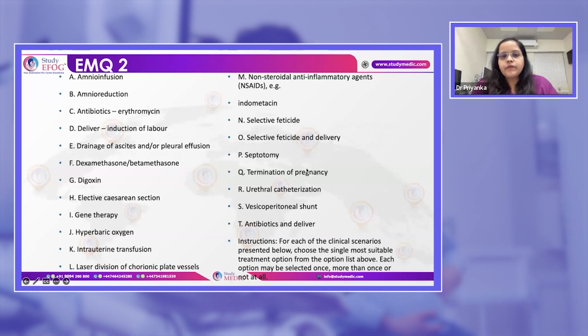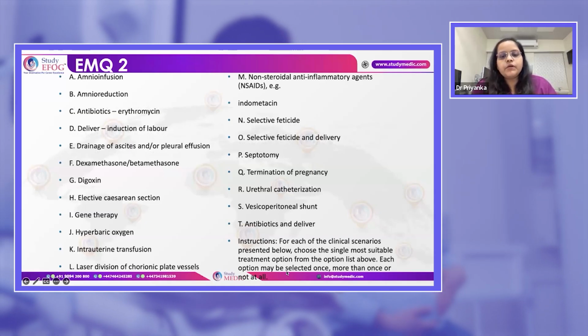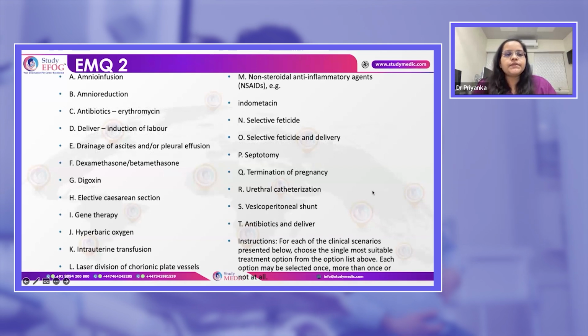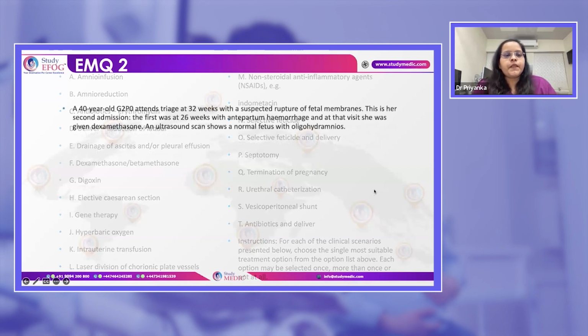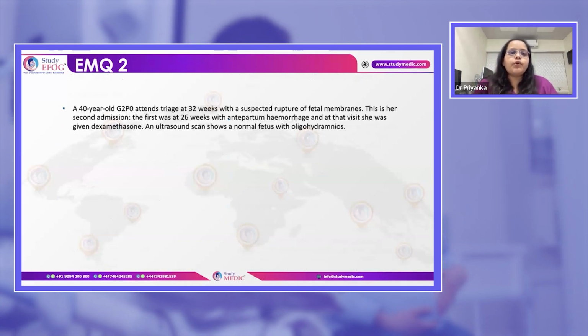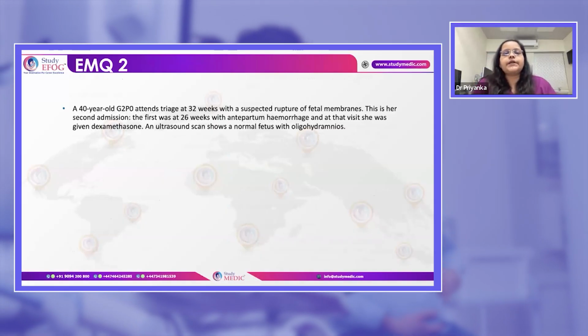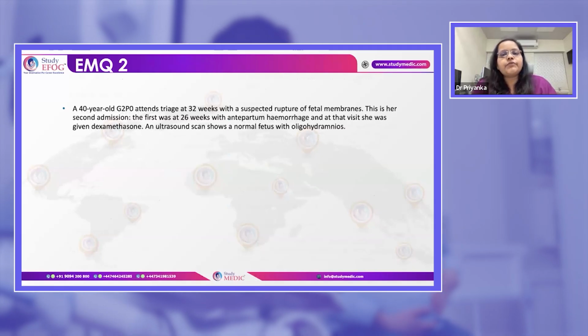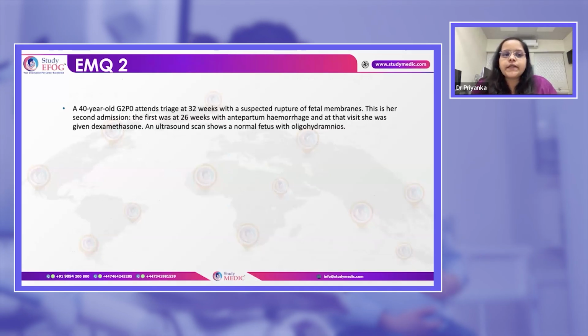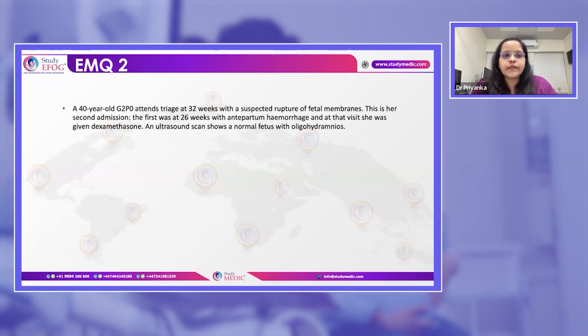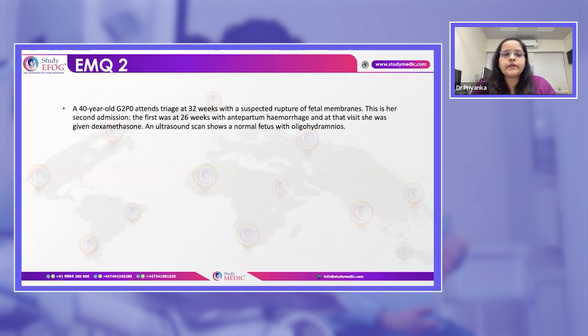So here, in the second question, we need to select the most suitable treatment option. Okay. So what is the most suitable treatment option? So here she is a 40-year-old woman. She is gravida 2 and she attends the triage at 32 weeks of gestation with suspected rupture of fetal membrane. So there is preterm premature rupture of membranes. This is her second admission. Okay, she has come for a second admission to the hospital.